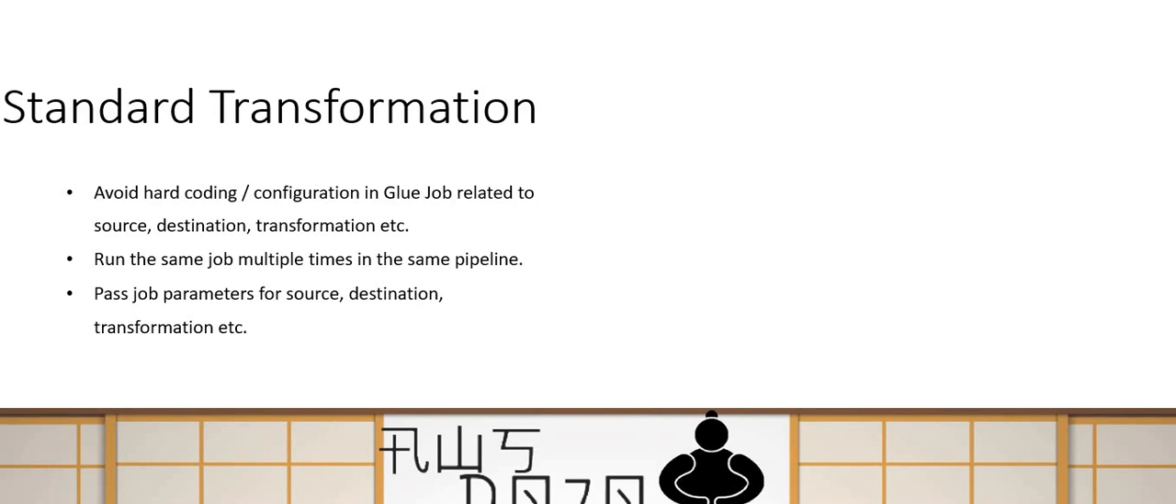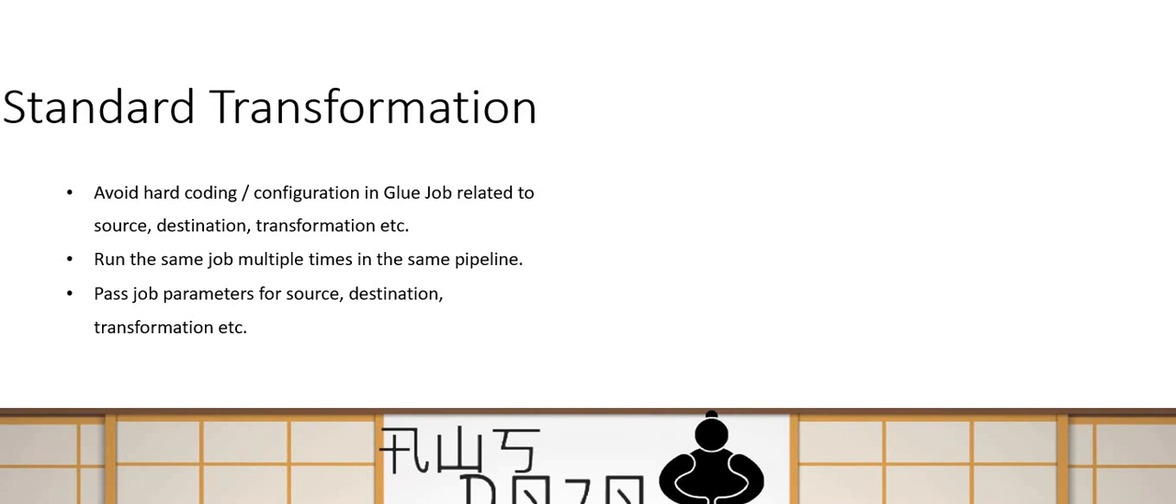Then comes your standard transformation, and standard transformation is actually managed through basically the general guidelines, and I'll show you an example also, and I have a demo also to show you. But the general guideline is that you don't do hard coding, whether you're trying to mention the source table or destination or transformation information, partitioning information. Don't hard code those things.